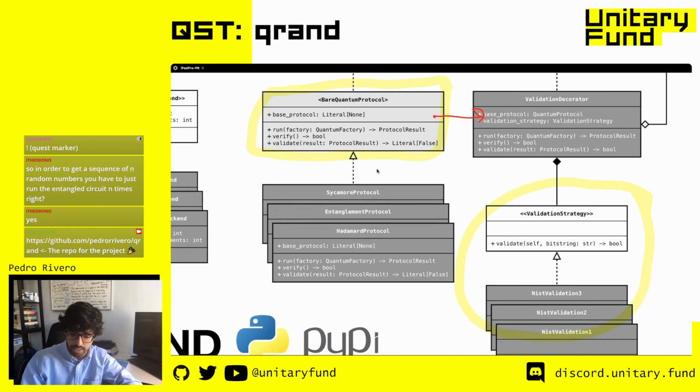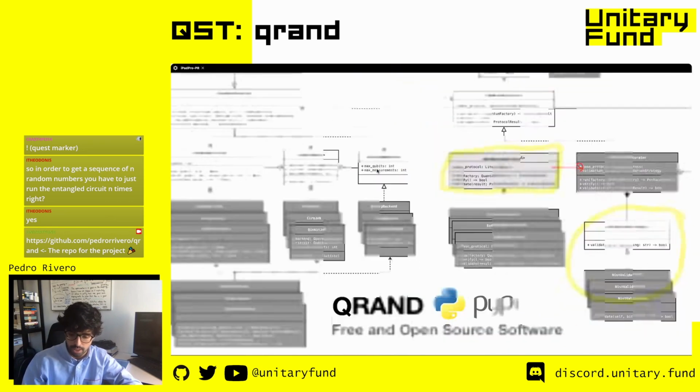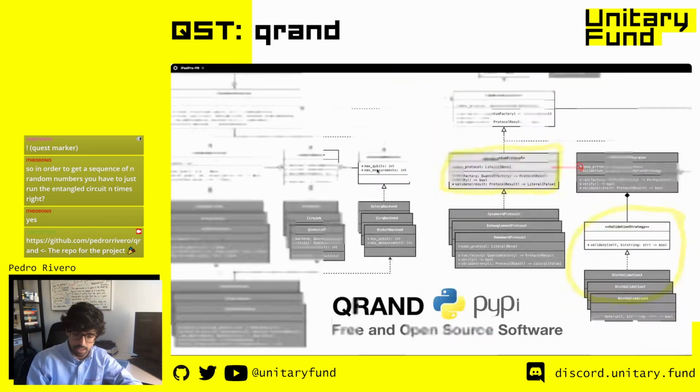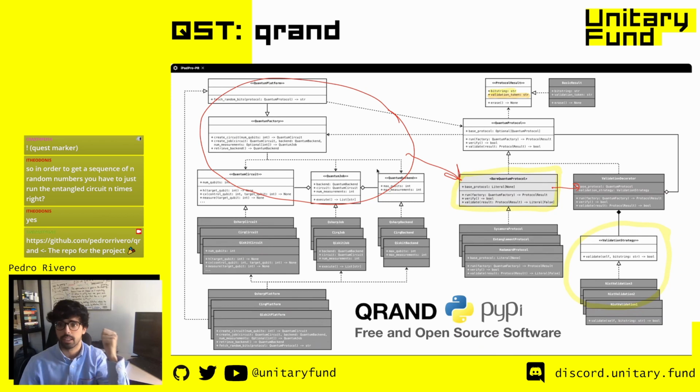And the nicest thing is that we only need to implement the protocols once, because by using the common API for the different platforms, right here, if we use this common API for the different platforms to program these protocols, then with just one program, I can run it on Q#, I can run it on Qiskit, I can run it on Cirq, and so on and so forth. So this is the major idea behind QRAND.